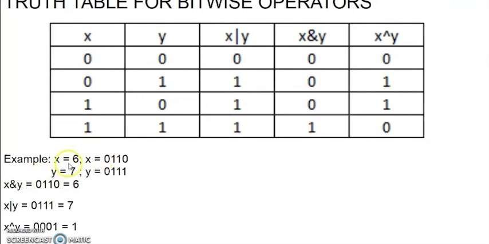So, x is 6 and y is 7. So, its binary form is 0110 and 0111. Its bitwise AND will be: 0 and 0 will give 0, 1 and 1 will give 1, 1 and 1 will give 1, and 0 and 1 will give 0. X or Y means the OR operation: 0 and 0 will give 0, 1 and 1 will give 1, 1 and 1 will give 1, 0 and 1 will give 1. XOR operation: 0 and 0 will be 0, 1 and 1 will be 0, 1 and 1 will be 0, and 0 and 1 will be 1. So this is how the bitwise operators work.